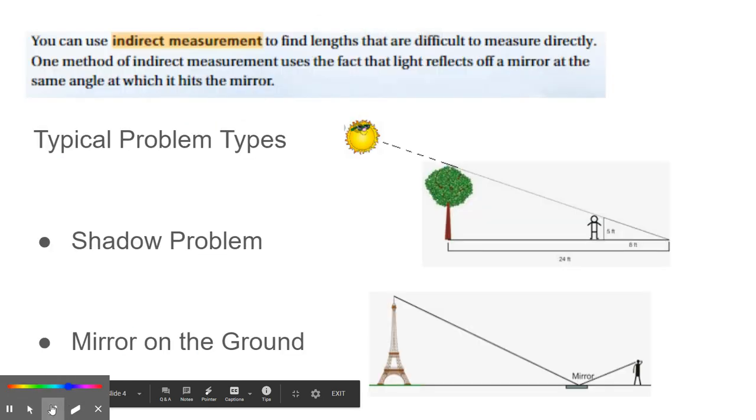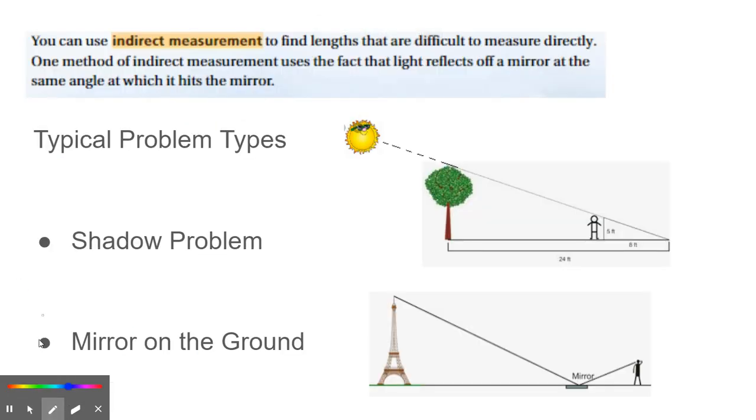All right, so last but not least, aside from proving or verifying that triangles are similar, you're going to do two other types of indirect problems. These problems are the shadow problem and then the mirror on the ground problem. So typically what happens is, they're going to give you, and I'm going to use capital letters and lowercase letters, a height for some object and a height for a person. They're going to give you the shadow of some object and the shadow of the person.